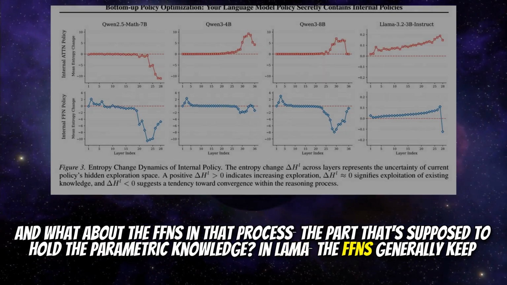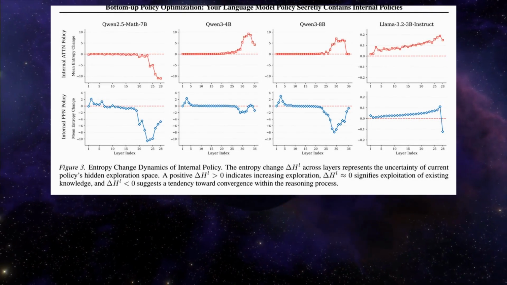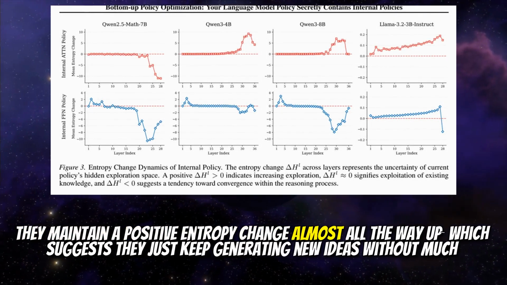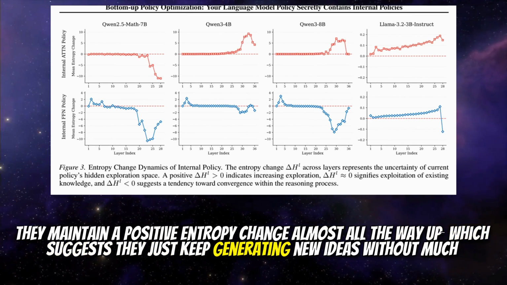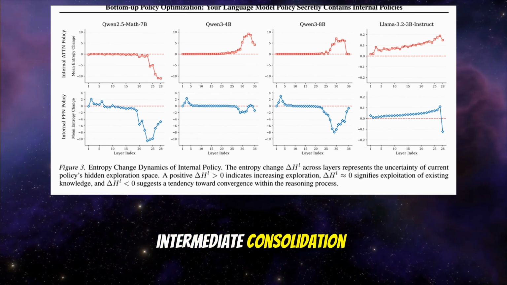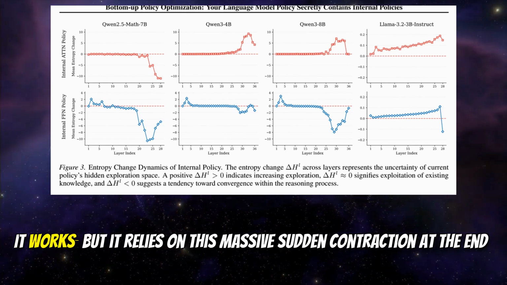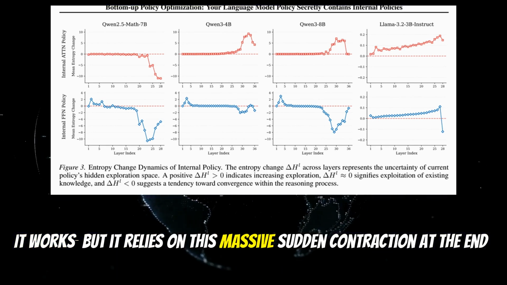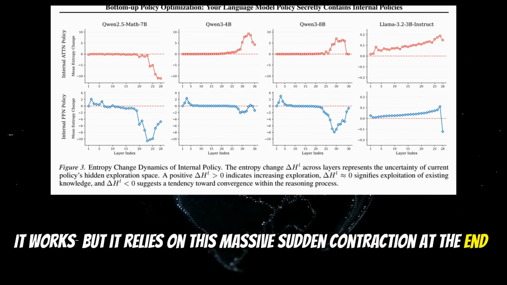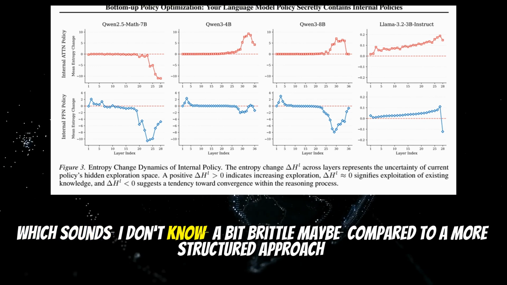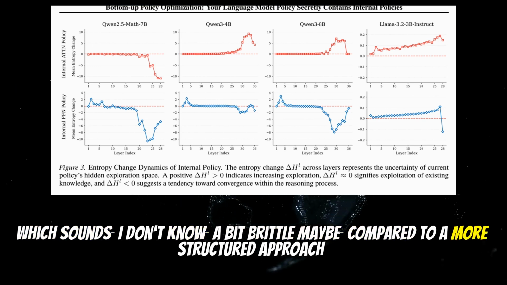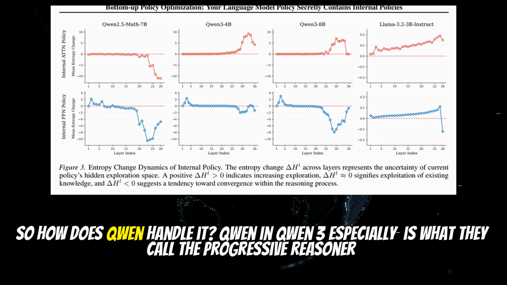In Llama, the FFNs generally keep adding entropy. They maintain a positive entropy change almost all the way up, which suggests they just keep generating new ideas without much intermediate consolidation. It works, but it relies on this massive, sudden contraction at the end. Which sounds, I don't know, a bit brittle maybe, compared to a more structured approach. So how does Qwen handle it?